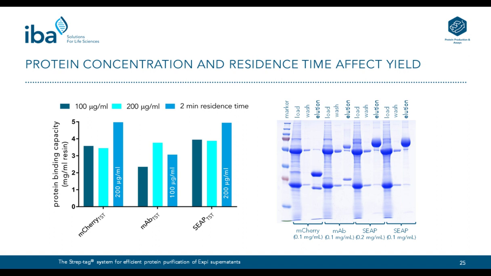However, at this point in time, we were wondering how the binding capacity would increase if we increase the residence time to 2 minutes, like you would use on an FPLC column, or that you see if you use a column with a larger bed volume.